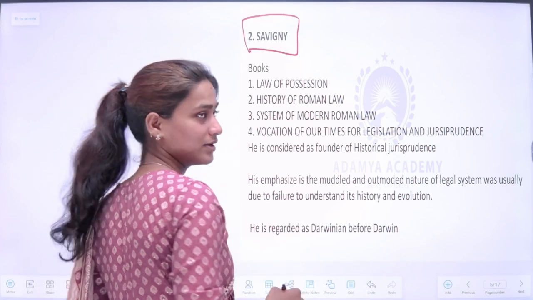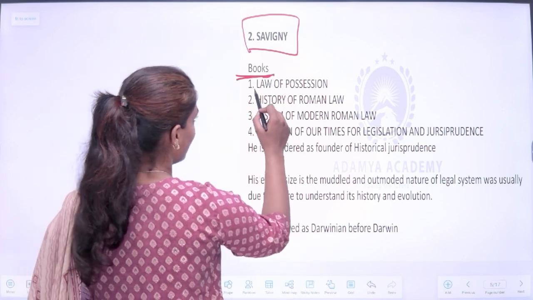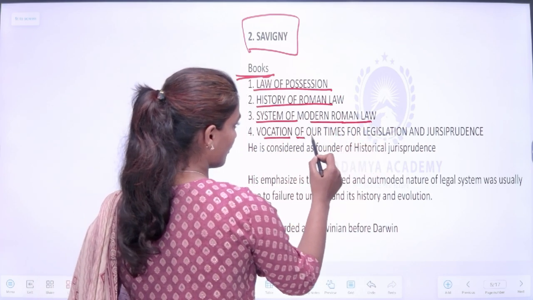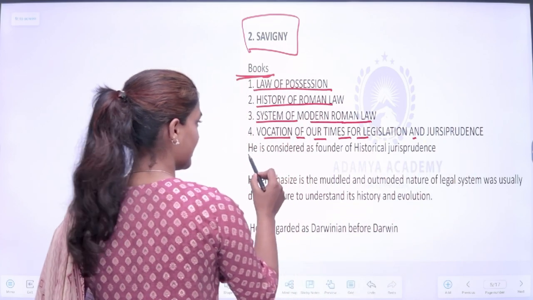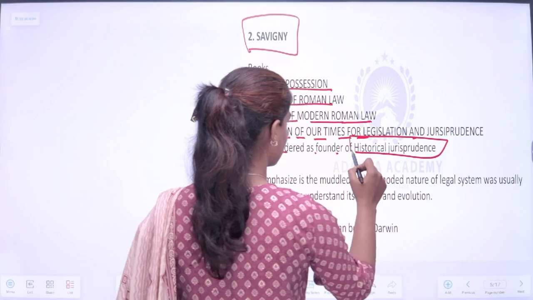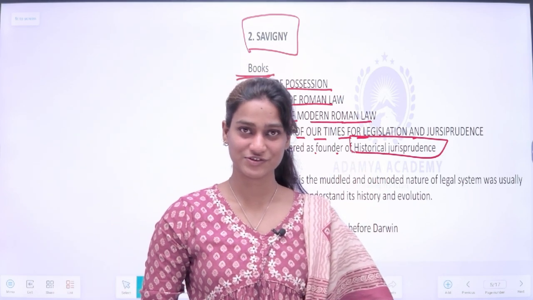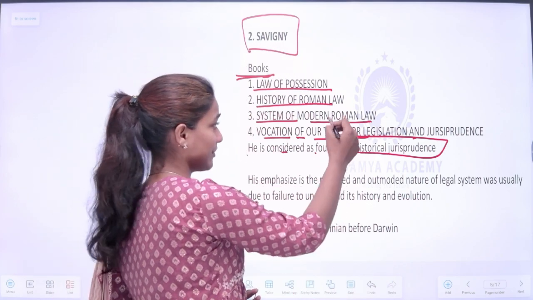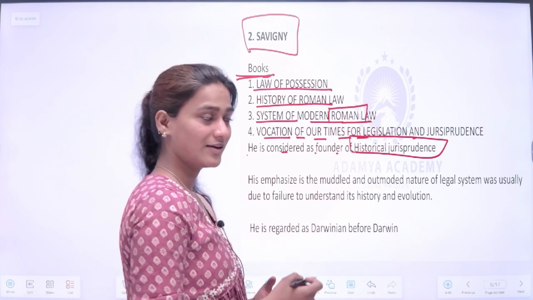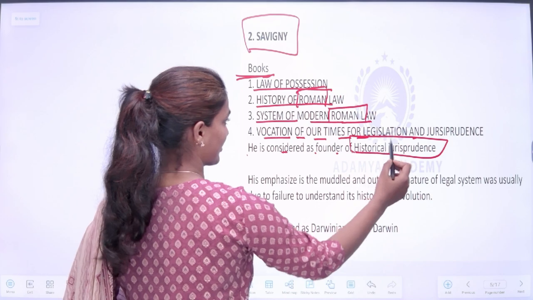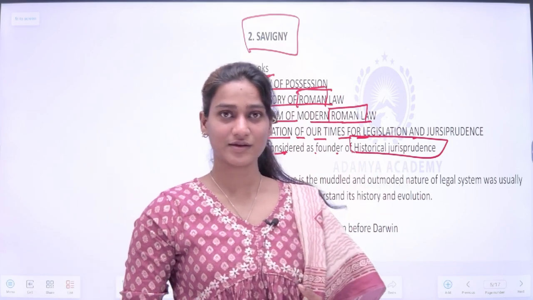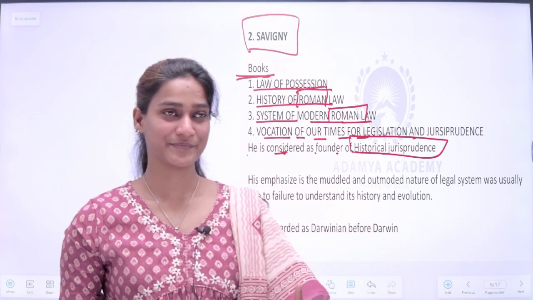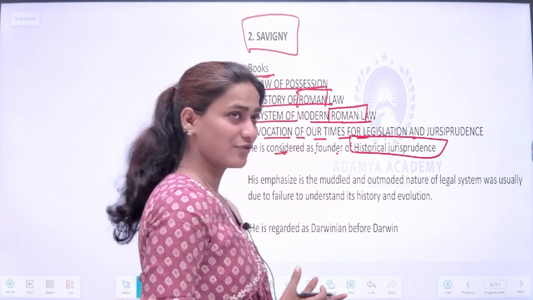Then the second author is Savigny. His books are Law of Possession, History of Roman Law, System of Modern Roman Law, Vocation of Our Times for Legislation and Jurisprudence. He is considered the founder of historical jurisprudence. So the founder of historical jurisprudence is Savigny, who is a very famous author. And the keyword to remember this is his books are on Roman law. Savigny was very influenced by Roman law, so therefore his books have the mention of Roman law.